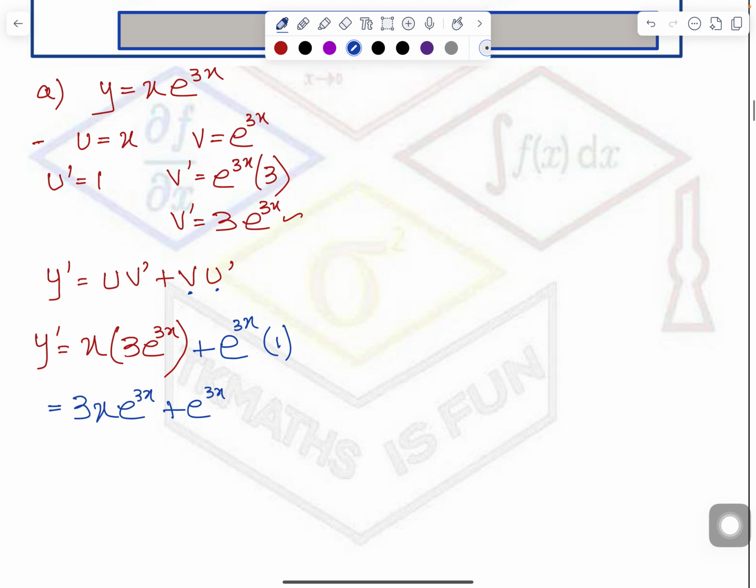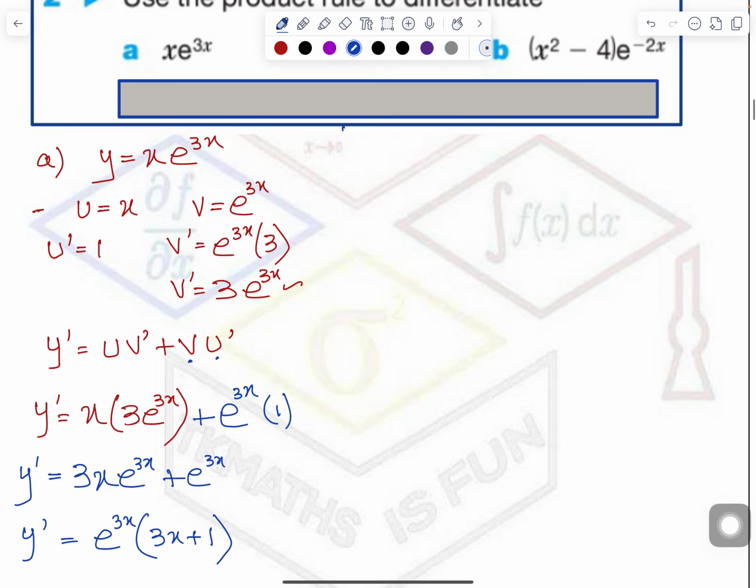Mostly the simplified form is the factorized form. However, if you leave it like this, no problem. But I would like to factorize here. A normal practice of mathematics: when you are simplifying, leave it in the factorized form.